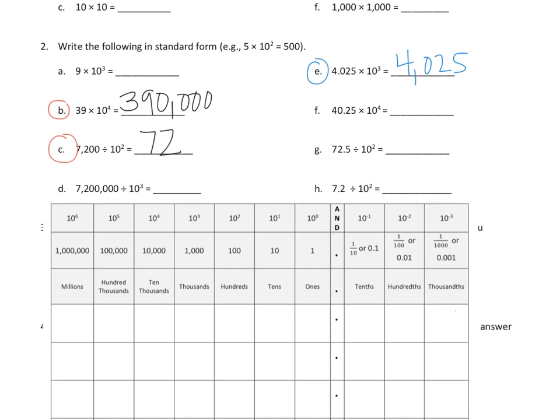And let's go ahead and do our last one, 2H. We have 7 and 2 tenths. We're dividing it by 10 to the power of 2. 10 to the power of 2 means 100. So that means the number is shifting to the right, getting smaller 2 times. So that 2 tenths goes in the thousandths. The 7 ones go in the hundredths.